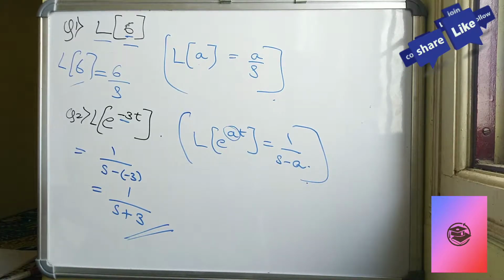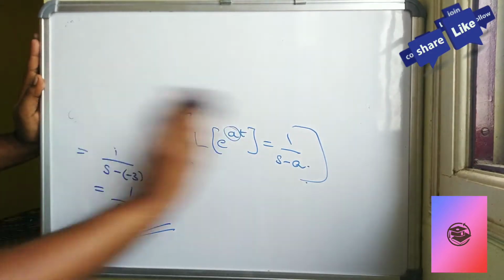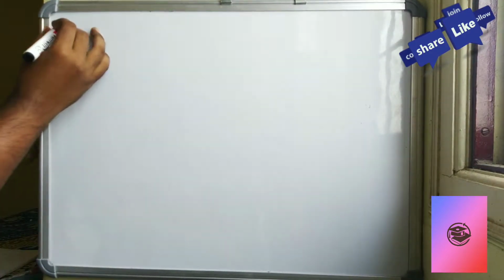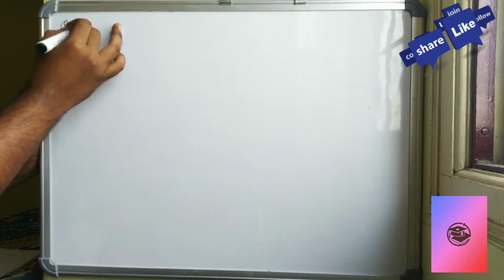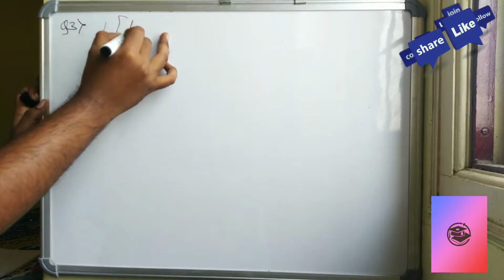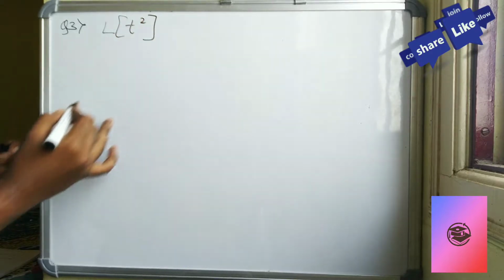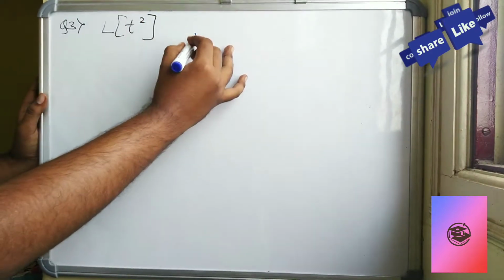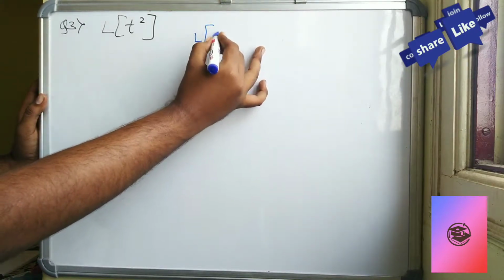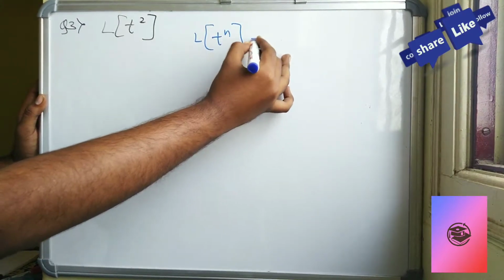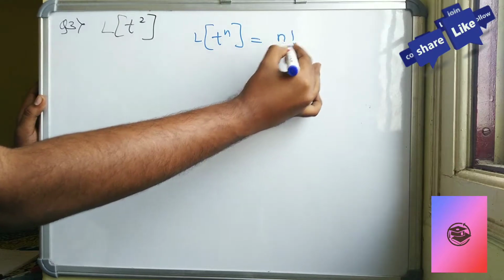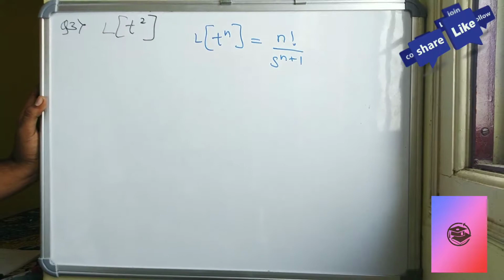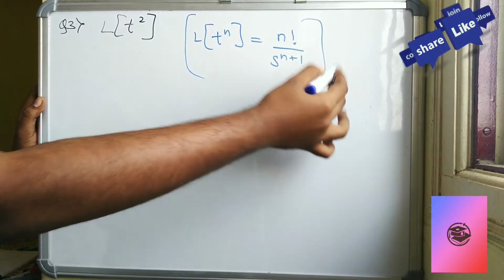So we will discuss a few more problems based on the standard formulas. Now the third question we will discuss: Laplace transform of t square. We have the formula: Laplace transform of t power n is equal to n factorial by s raised to n plus 1. This is a standard formula that we have discussed.